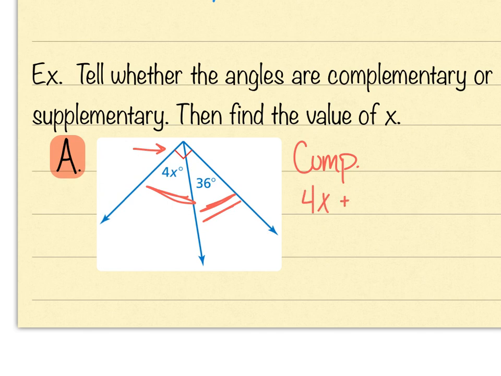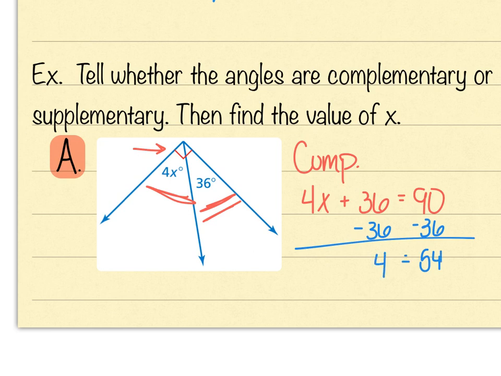So the 4x angle plus the 36-degree angle has to add up to be 90. And from here, I can just solve. We can subtract 36 from both sides. 90 minus 30 is 60, and then if I subtract 6 more, that's going to give me 54 equals 4x. And then we can divide by 4 on both sides. This is just a two-step equation, so my first step is subtracting. My second step here is dividing. And so 54 divided by 4. Remember, you can use your calculator for this, and when you do that, we're going to get 13.5 for the value of x.